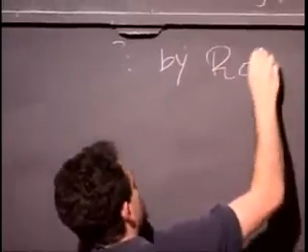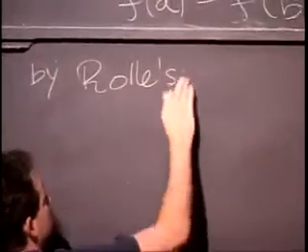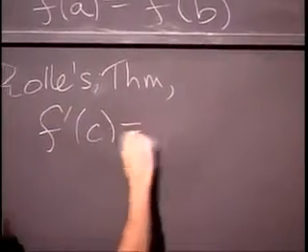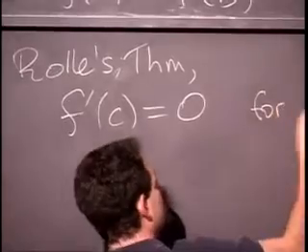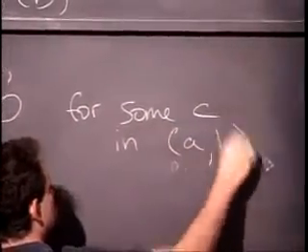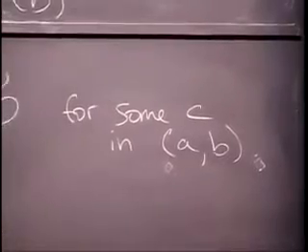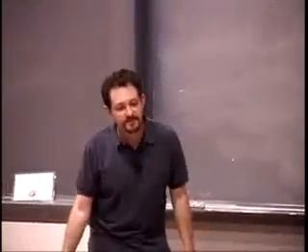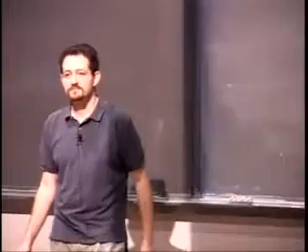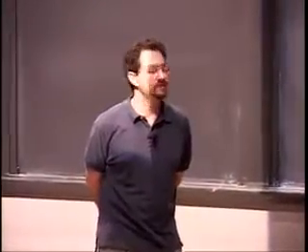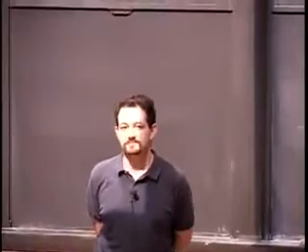By Rolle's theorem, f prime of c equals 0 for some c in the interval AB. Okay, so if there's the horizontal line, bang, somewhere in between, the curve is flat. So why is that a problem? So what? Can anyone see why that's a problem? Yeah.